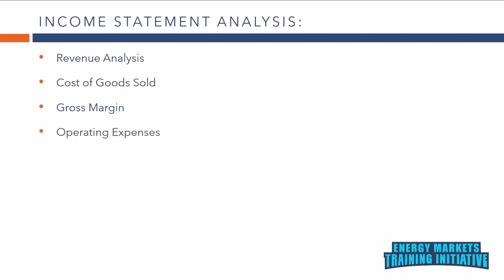Operating expenses. Break down operating expenses, for example, administrative, selling, and distribution expenses as a percentage of revenue. Look for efficiency improvements or cost control measures. Earnings before interest, taxes, depreciation, and amortization analysis. Evaluate earnings before interest, taxes, depreciation, and amortization, also referred to as EBITDA, to assess operational performance, excluding non-operating factors. Net income. Analyze the bottom line profitability and identify any significant one-time items or extraordinary expenses impacting net income.